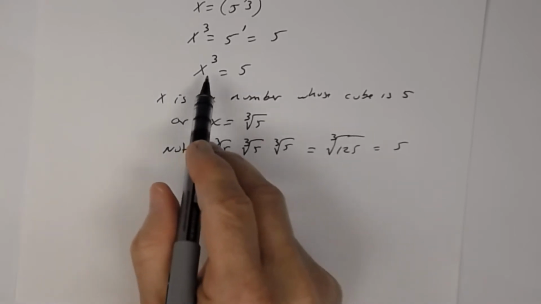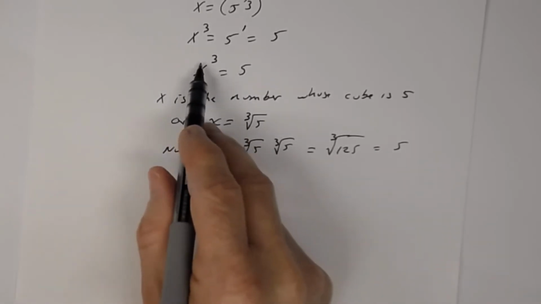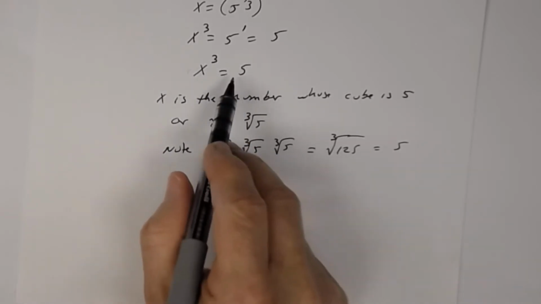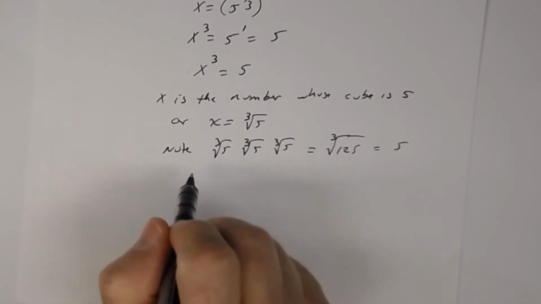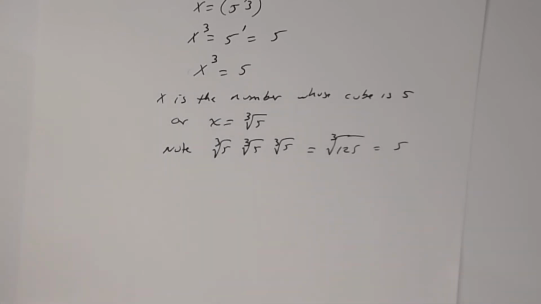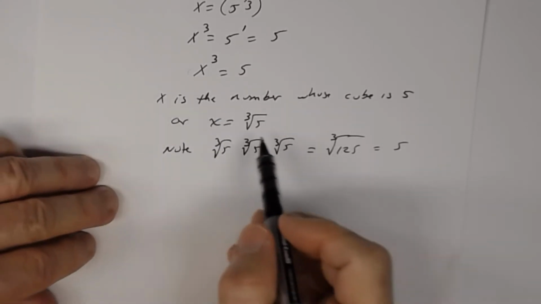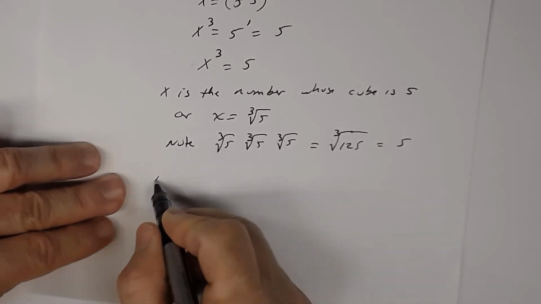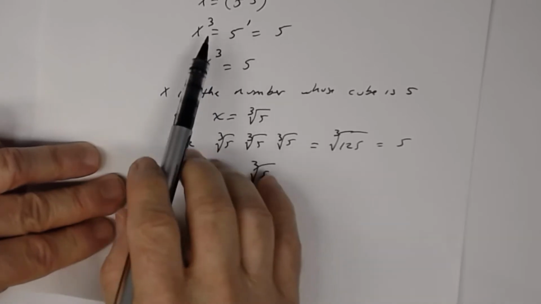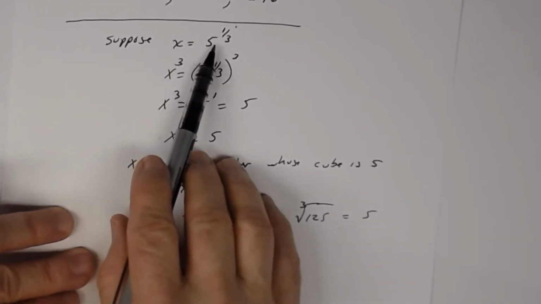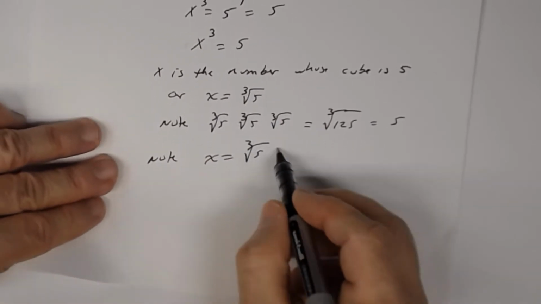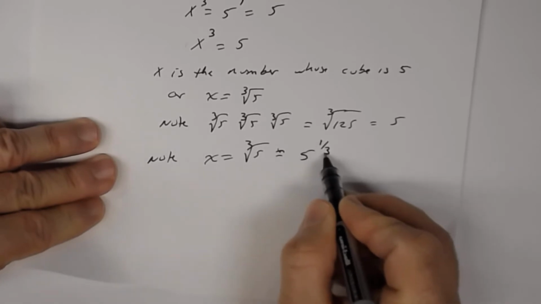So x cubed is 5. So x is the number whose cube is 5. And so what that means is that x has to be the cube root of 5. So that's what x would have to be, the cube root of 5. Okay, so notice though, see this right here? So I'm going to rewrite this over. So also note that x is the cube root of 5. But when I went over here, notice that x was also written as 5 to the 1/3. See that? So x is 5 to the 1/3, which equals also 5 to the 1/3.